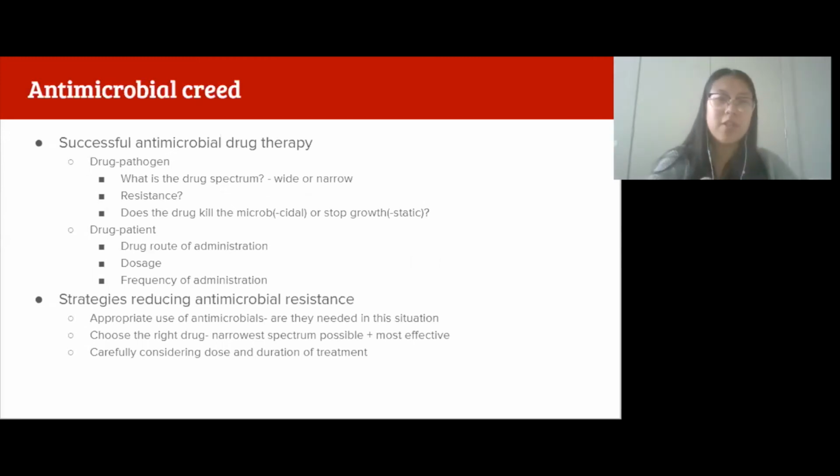And then you have a look at your drug patient factors. What's the route of administration? What's the dosage? What's the frequency? And that's also something which can benefit patient compliance, and whether that's going to be easy and achievable for your patient.